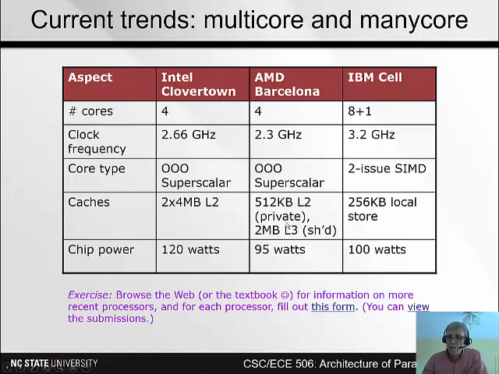The caches, well, you see how the caches are organized there, and the chip power is in the range of 100 watts. So I'd like to pause again and have you browse the web or the textbook for information on more recent processors and fill out the form. And we'll continue in a moment.